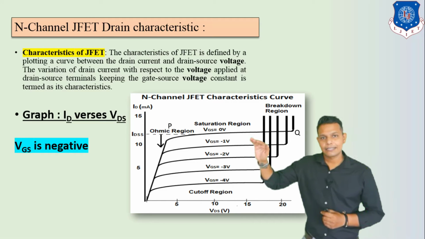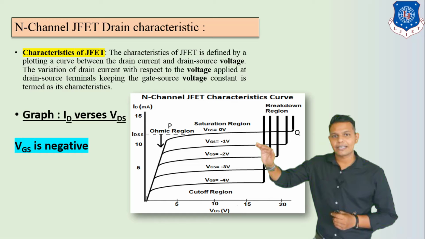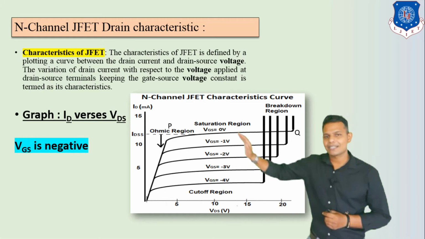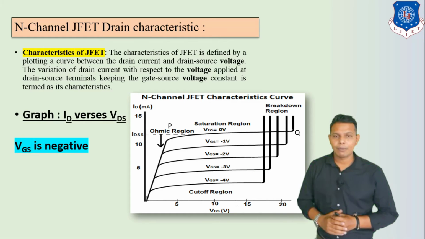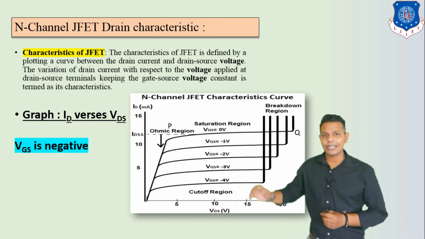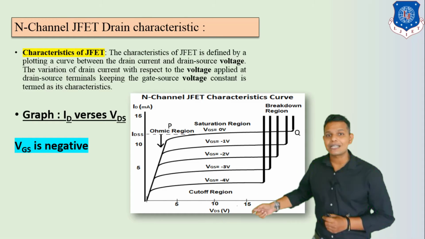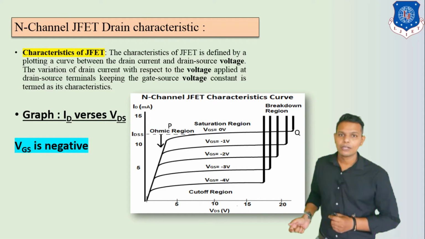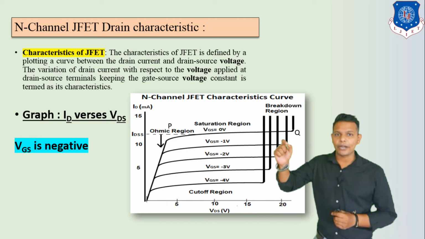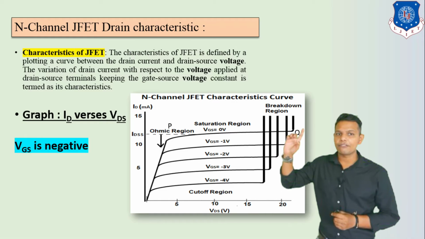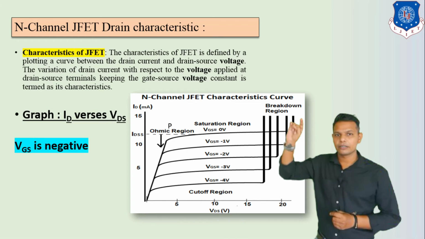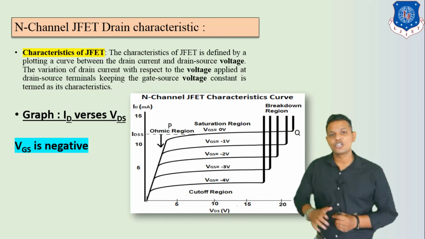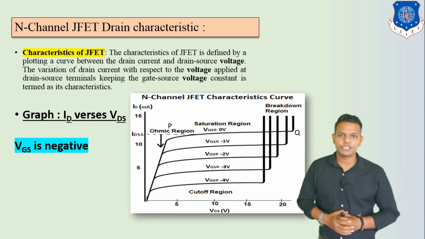So this is the second and third region of these characteristics. First one is cutoff region, second one is ohmic region and third one is saturation region. But after this saturation region, if we continuously increase the VDS value, after some point, after Q point, the graph bends from here. So it is known as the breakdown region.